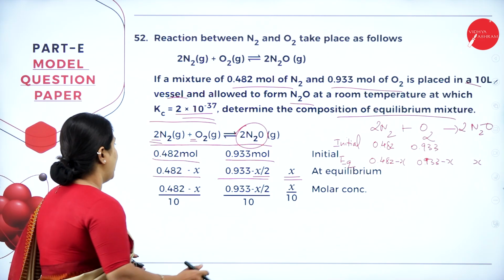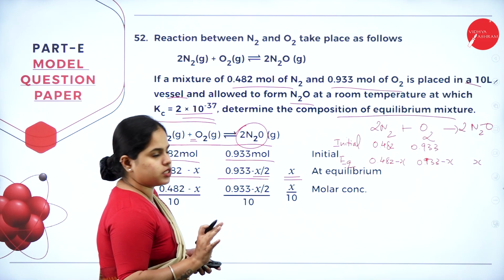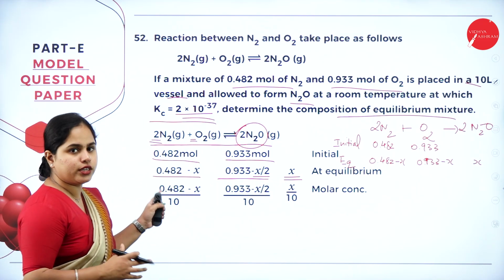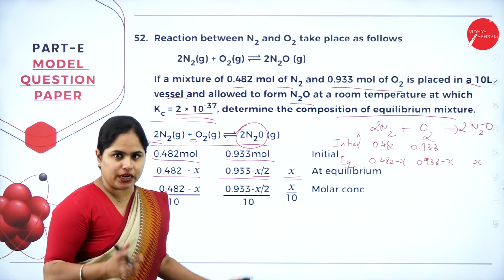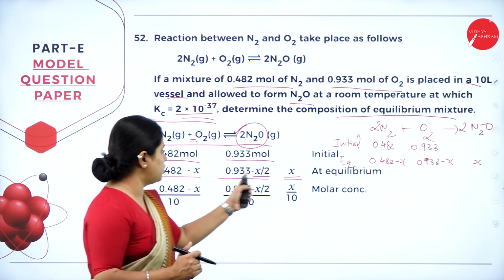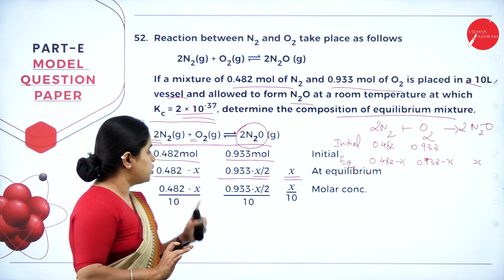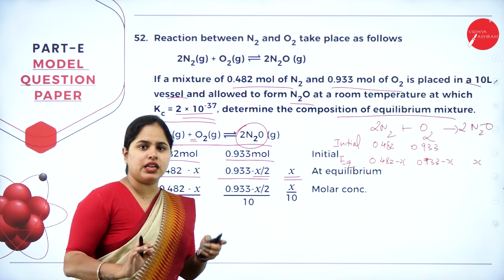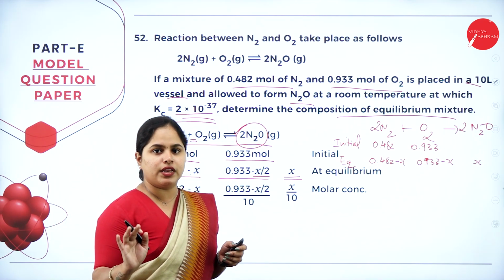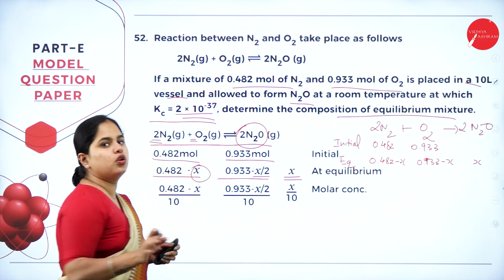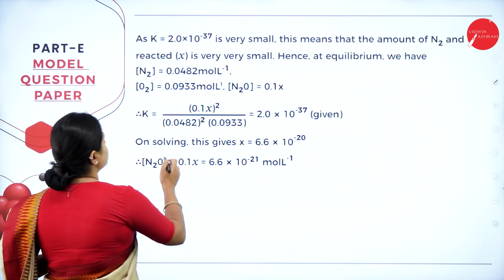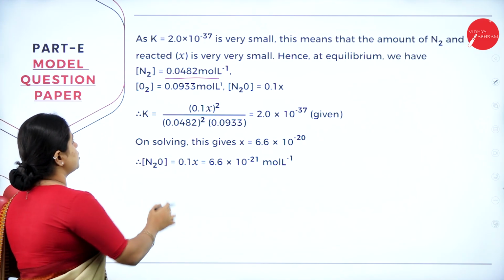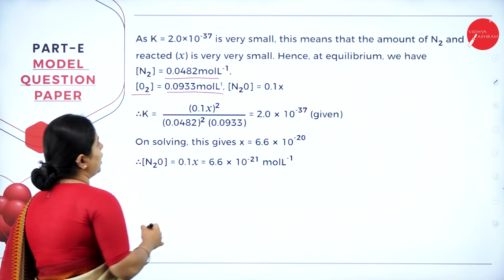That means what? As you can see, at equilibrium, what did we discuss now? X amount of N2O is formed, and this value 0.482 minus X, that is, minus X is being reduced, and here also minus X by 2 is being reduced, right? So, if that is the case, what do we have to do? This X value will be very, very less because the equilibrium constant is a very small value. So, we can just ignore this X. So, what will be the molar concentration of N2? It will be 0.0482 and the molar concentration of oxygen will be 0.0933.